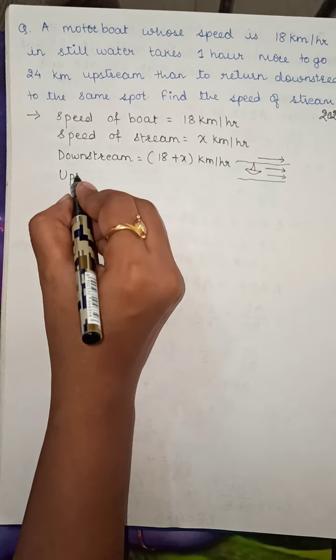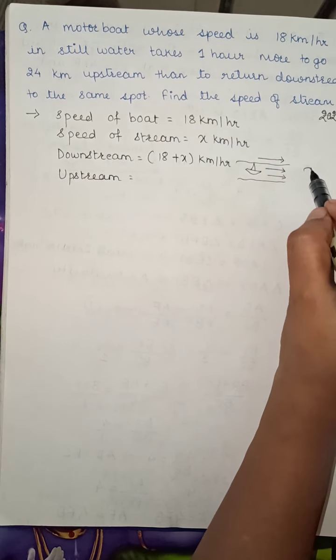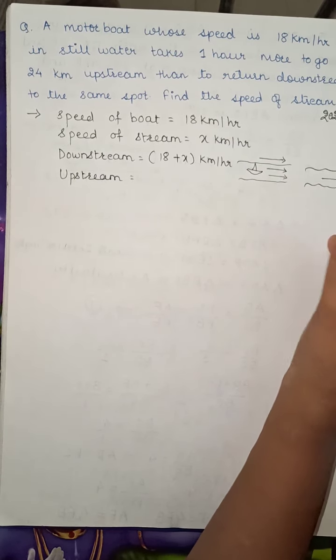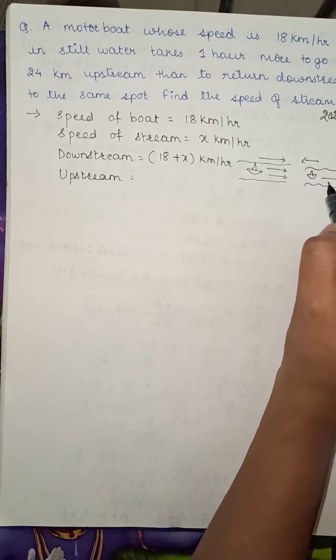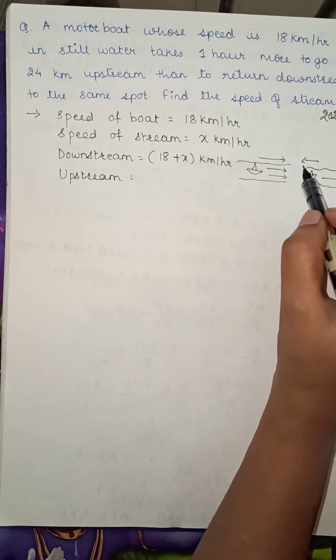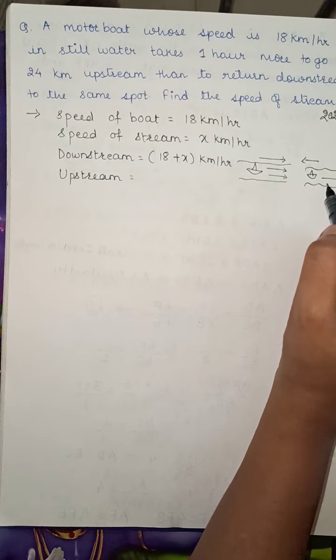Now what could be the upstream speed? Definitely, when the river is flowing in one direction whereas the boat is flowing in the opposite direction. Suppose the river is flowing east and the boat is flowing west, it means their speeds will get subtracted, and that is called the boat going upstream. But in this case, will you subtract the speed of the boat from the river, or the speed of the river from the boat?